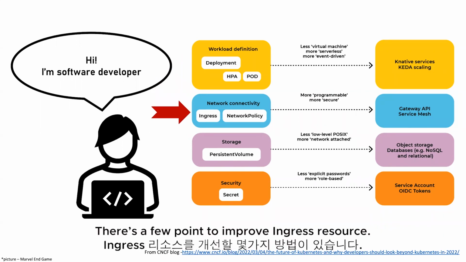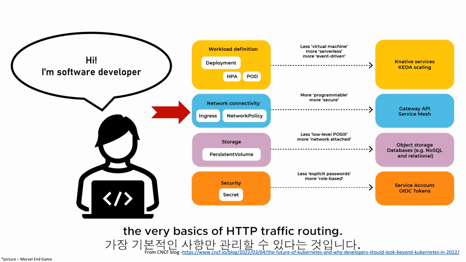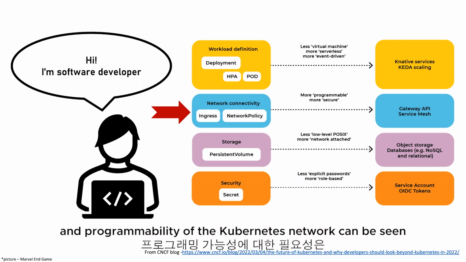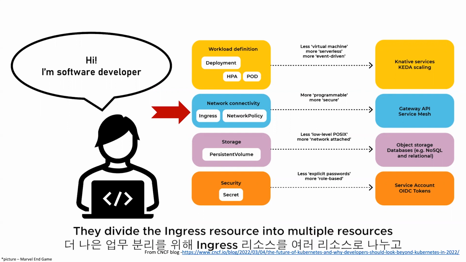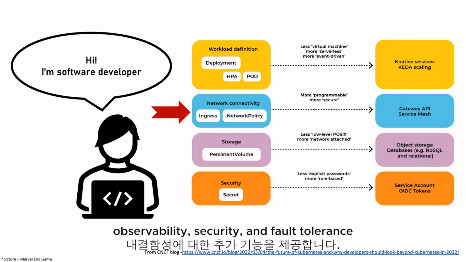Networking. There are a few points to improve with the Ingress resource. The primary problem is that it only lets us manage the very basics of HTTP traffic routing. The need for more control and programmability of the Kubernetes network can be seen in the rise of service meshes. They divide the Ingress resource into multiple resources for a better separation of duties and provide additional functionality in routing, observability, security, and fault tolerance.